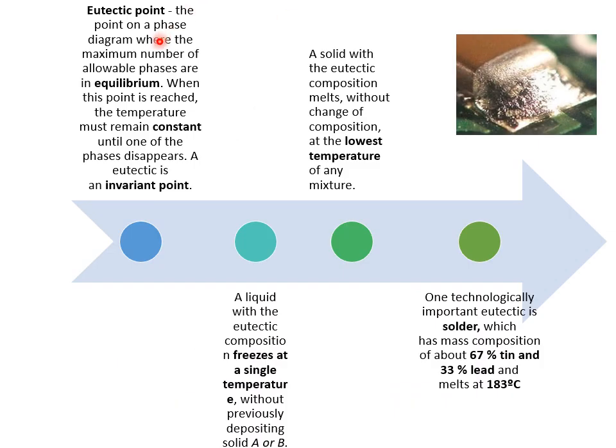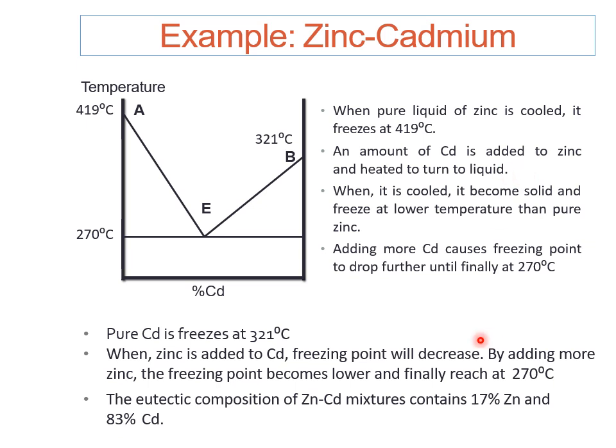So the eutectic point is the point of the phase diagram where the maximum number of phases is allowed. Once reached, the temperature is mostly constant. Liquid with eutectic composition freezes at a single temperature without previously depositing solid. A solid with eutectic composition melts without changing the composition, at the lowest temperature. For example, solder has a composition of 60% tin and 40% lead, where they mix between two components and melt at 183. So this is what I mean by two components melting together.